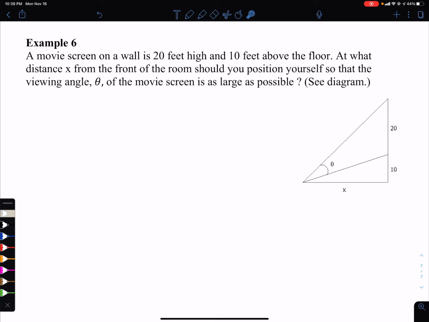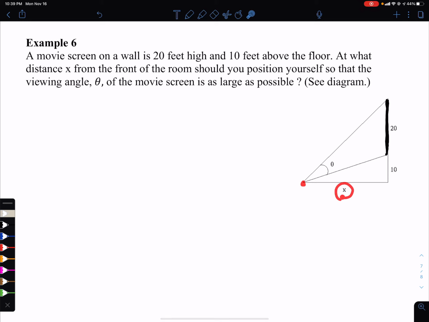So you have a movie screen on a wall. So I'll make my movie screen nice and dark, black. It's 20 feet high, the screen. And that screen is 10 feet off the floor. So that's what this 10 feet is, off the floor. Here's your screen. Now, you have to sit somewhere in the theater, so you're going to be sitting here at a distance x away.